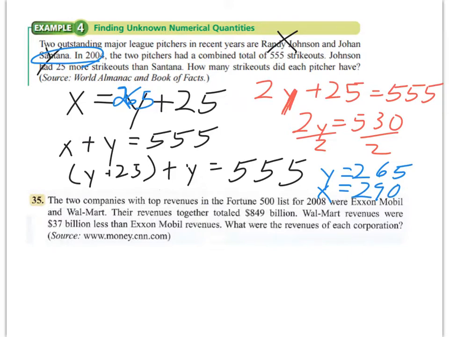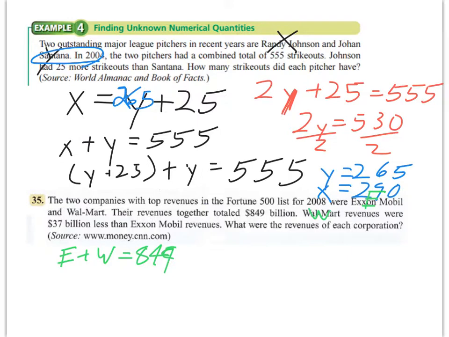Okay, so we've got two companies with top revenues in the Fortune 500 list for 2008, ExxonMobil and Walmart. Their revenues together totaled $849 billion. Walmart revenues were $37 billion less than ExxonMobil revenues. What were the revenues of each corporation? So again, I might just define my variables. This one works a little bit easier. I might just call ExxonMobil E and Walmart W. So we know together E plus W equaled $849 billion in revenue.